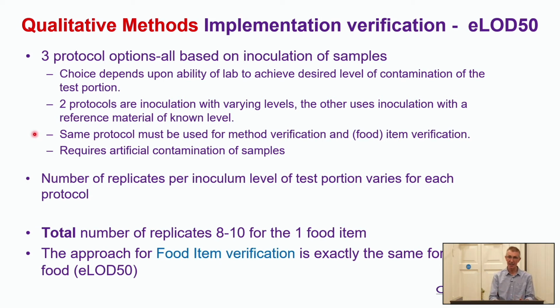The standard gives you examples of how to do it. As I said before, the approach to food item verification is exactly the same as that for implementation verification. It's the ELOD 50 route, and what you're going to do is be inoculating the foods that you use in your lab in the same way and getting results. And then the standard will give you a way of assessing whether the results that you get meet the requirements, whether it's been verified or not.